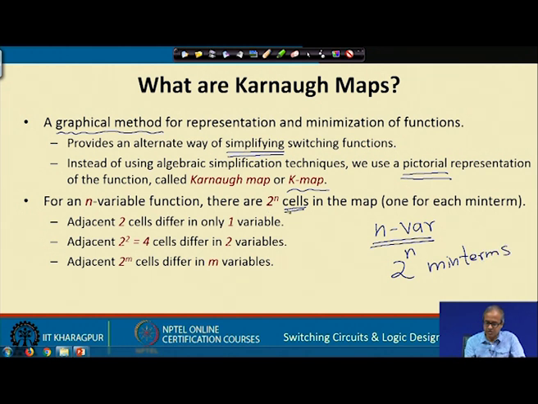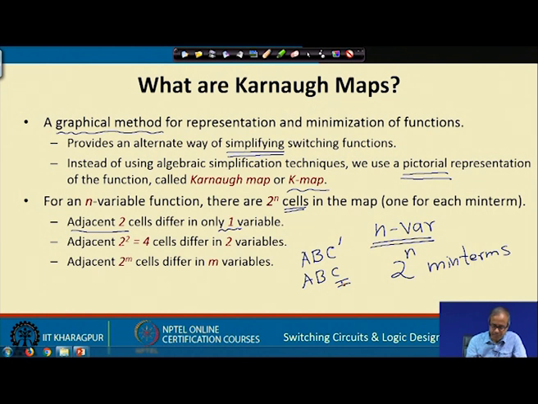The K map will also be having 2 to the power n cells, and these minterms are mapped to the cells in a very specific way, such that the adjacent cells, let us say a pair of adjacent cells, will differ in only one variable. Like, let me take an example. Suppose in a 3 variable function, one cell corresponds to A, B, C bar, and its neighboring cell may correspond to A, B, C, where C is the only one variable which is differing, right.